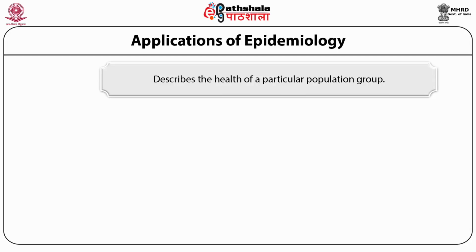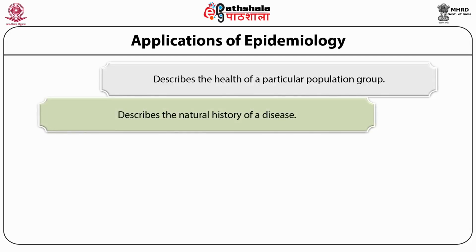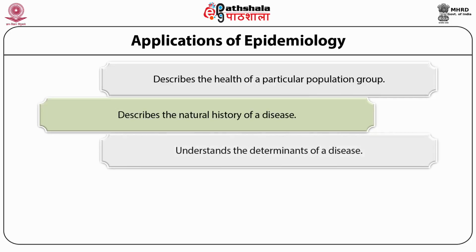The second application is describing the natural history of the disease, that is, the course and outcome of the disease in individuals and groups. This includes studying the complete etiology of the disease, its predisposing conditions and syndromes, to prognosis of clinical progress of the disease. Thirdly, to understand the determinants of the disease, which could range from genetic and environmental to infectious.